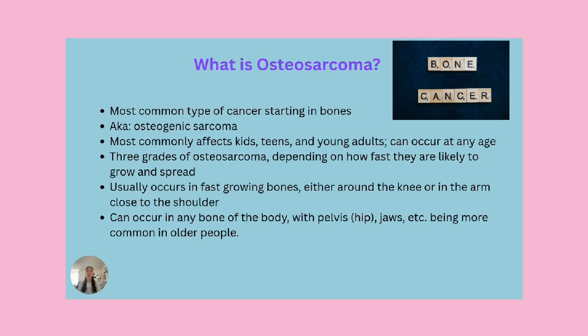Osteosarcoma usually occurs in the fast-growing bones, so usually either around the knee or in the arm close to the shoulder. But it can occur in any bone of the body, like the pelvis or jaws, and those other places are more common in older people than in kids and teens.